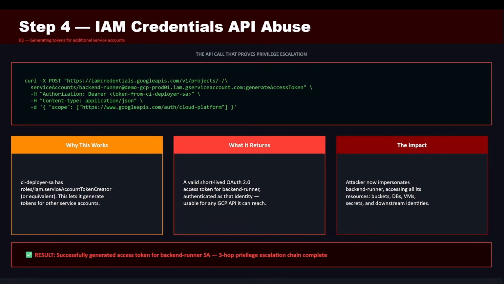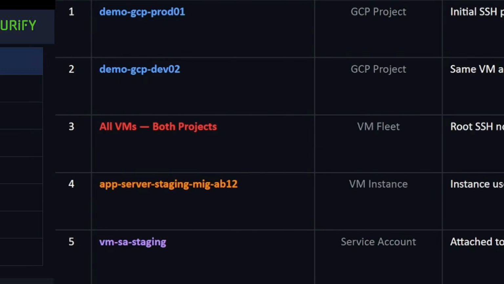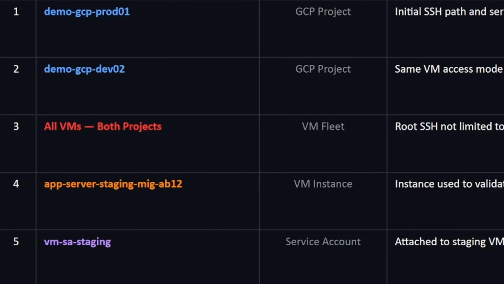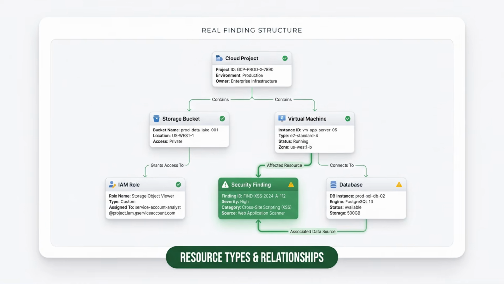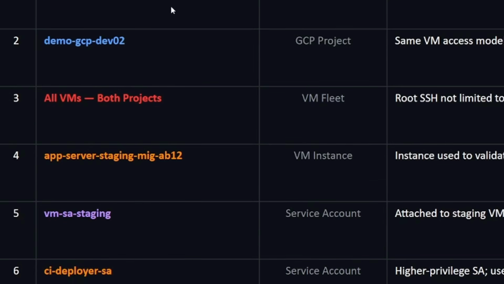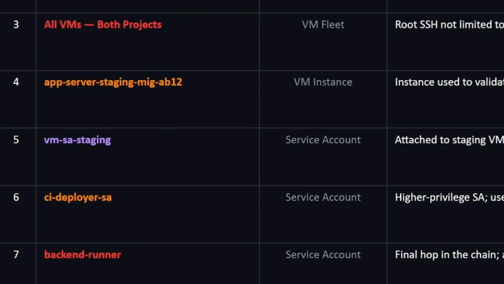So that's the result. 3 service accounts compromised in a single chain, privilege escalation completed. Now let's map out the full scope of what's affected. Remember, all identities here are demo data for illustration purposes. The resource types and relationships reflect the real finding structure. 7 distinct resources are in scope across this finding.